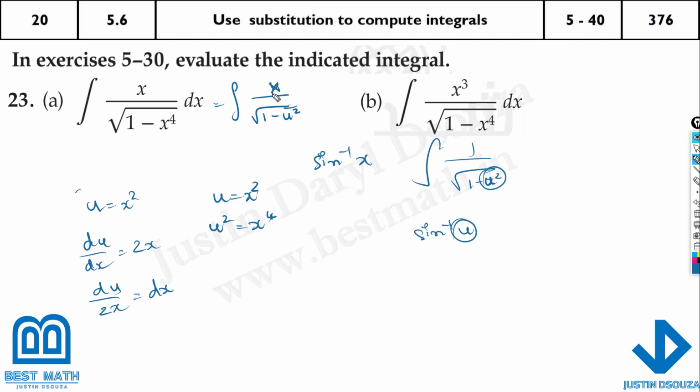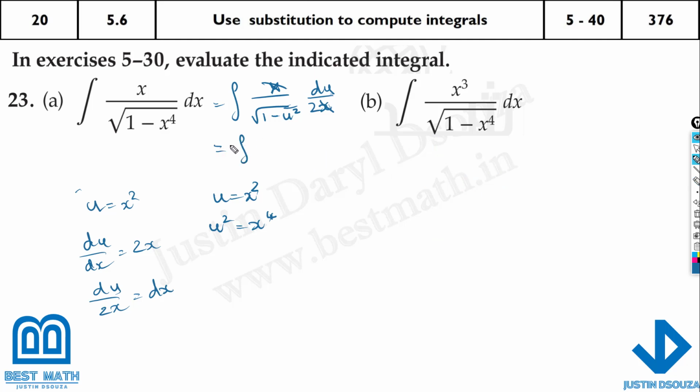And this dx becomes du divided by 2 times x. And this cancels off now. Now what is remaining? So here you're remaining with the integral of this, 1 by 2. I'm going to take it outside. I'll write 1 divided by square root 1 minus u squared du, which is equal to half of sine inverse of u plus c.